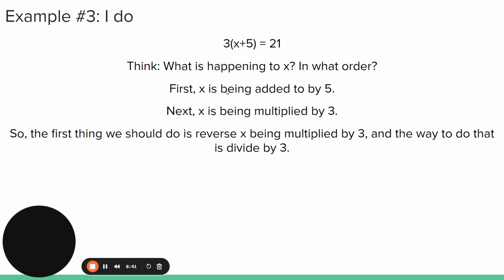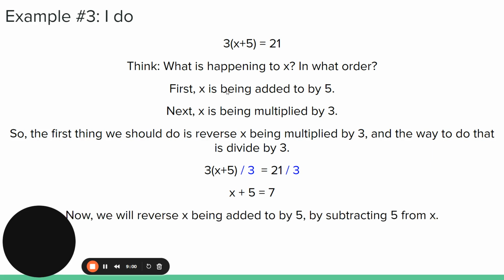So the first thing we should do is reverse x being multiplied by 3. And the way to do that is divide by 3. So we're dividing both sides of the equation by 3, remember. The times 3 and the divided by 3 cancel each other out, leaving us with just x plus 5 on the left side, and that equaling 21 divided by 3, which is 7.